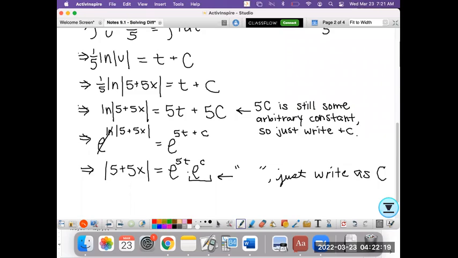And I'll write it in front of the e to the 5t. At the same time, I'm also going to get rid of those absolute value bars, which remember when you're solving absolute value equations, you write plus or minus on that other side. Remember, rewriting that e to the c is just a c, some regular constant, some arbitrary constant. And again, the same thing is happening here. C is still just some arbitrary constant. I don't care if it's positive or negative, just write C.